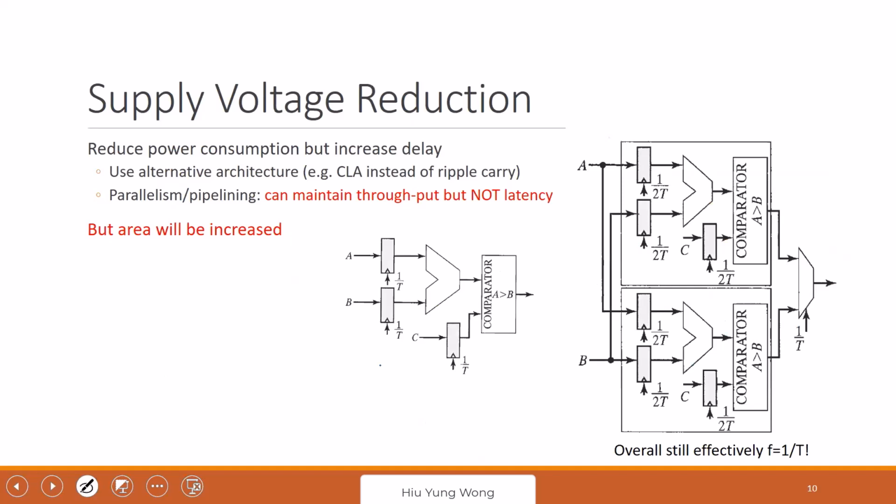to study how to reduce the power consumption, right? We're done with the logic. How do we reduce the power consumption? There are a few things that we can do. One is to use an alternative architecture, for example, use carry look ahead instead of ripple carry. Another is to do parallelism and pipelining, okay?